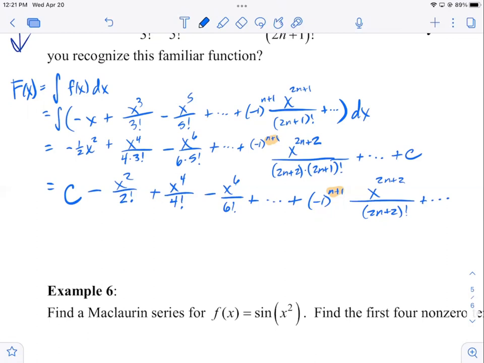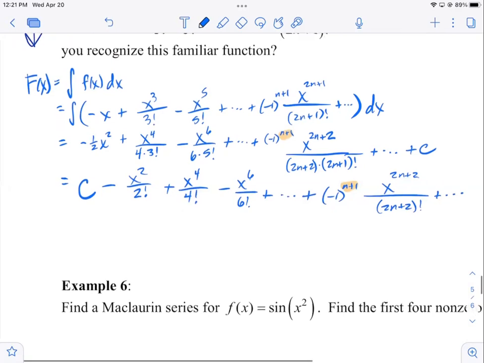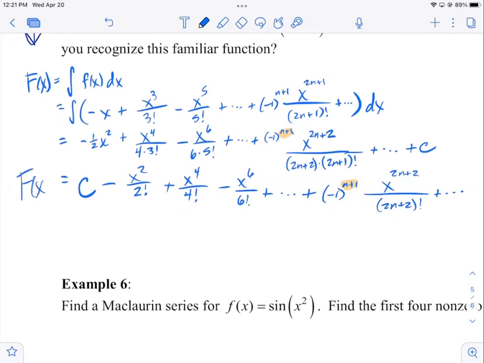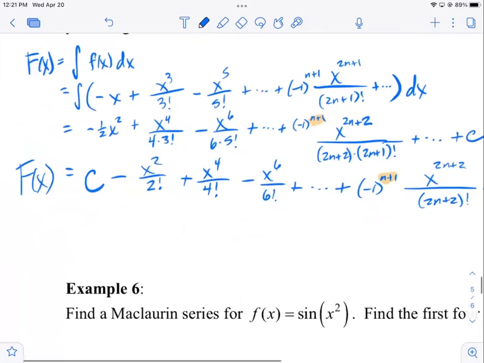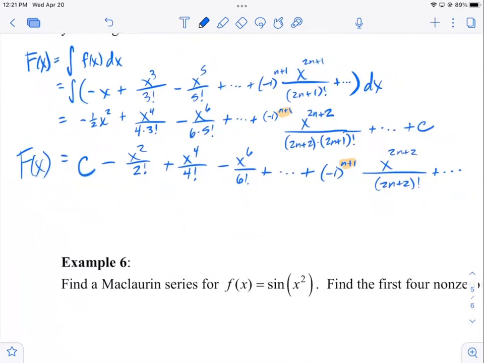Now, how do we find the value of c? I need an initial condition, right? And we're given this. We're told that F of 0 equals 1. So it's like what we did before. We're just doing it for infinitely many terms and a general or nth term. So we'll say at the point 0, 1, colon, and we plug in and we get 1 equals c minus 0 plus 0 minus 0 plus, guess what it's going to be all the way down the line? Zeros, right? Wow, that was nice. So c equals 1.